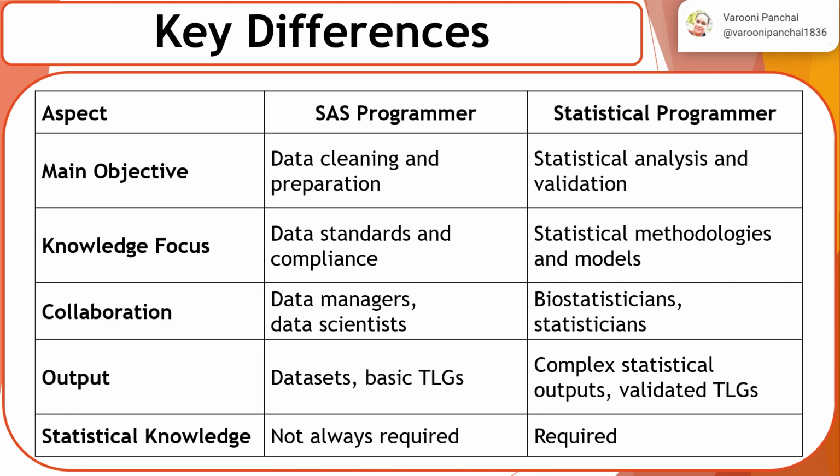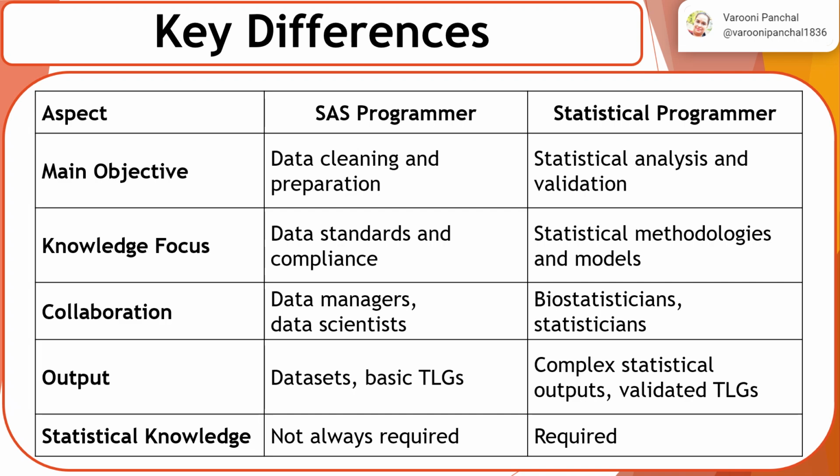Key differences. The main objective of a SAS programmer is data cleaning and preparation, whereas a statistical programmer deals with statistical analysis and validation. The knowledge focus for a SAS programmer is generally data standards and compliance, whereas for a statistical programmer it's statistical methodologies and models.